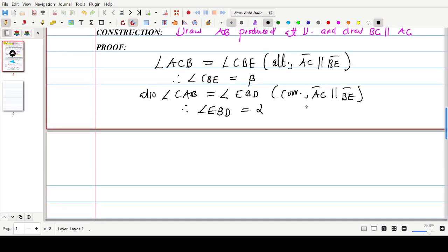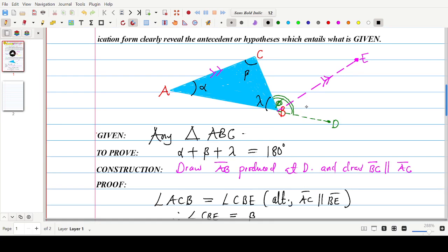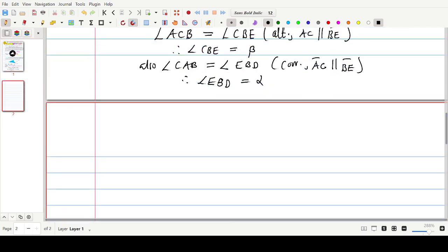Now, we have this already. So what we shall do now, observe carefully that angle CBA, which is lambda, and angle CBD are adjacent angles on the straight line AD. Do you observe that? Angle CBA is lambda, and angle CBD, they are adjacent angles. That is lambda and phi. You know the entire angle here is phi. All right.